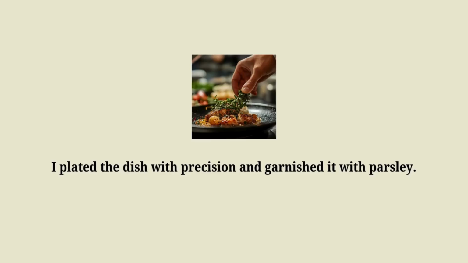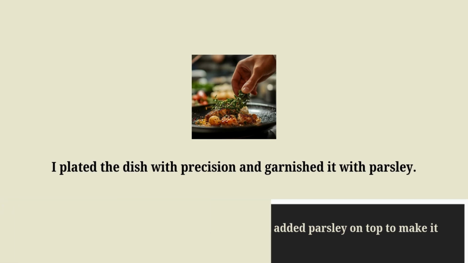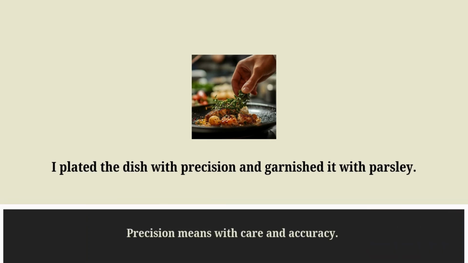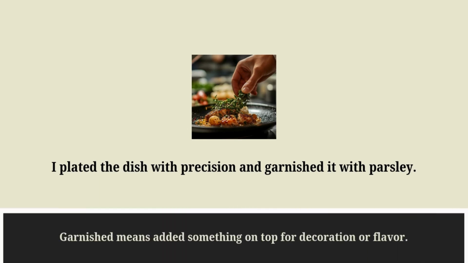I plated the dish with precision and garnished it with parsley. In simple terms, I carefully arranged the food on the plate and added parsley on top to make it look nice. Precision means with care and accuracy, and garnished means added something on top for decoration or flavor.